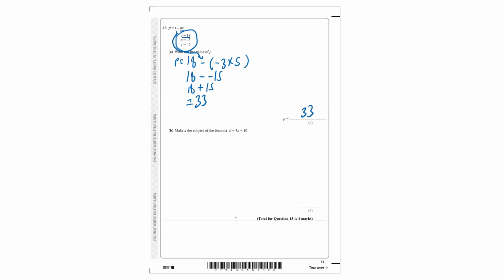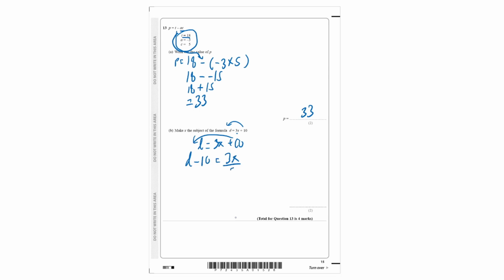Make x the subject of the formula D is equal to 3x plus 10. Before we can isolate x, we have to bring 10 to the other side. So we have D is equal to 3x plus 10. Bring this to the other side. We have D minus 10 is equal to 3x.